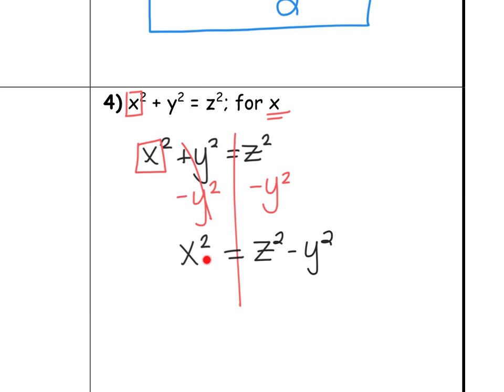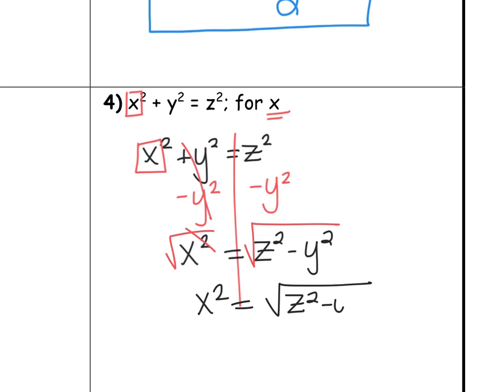To undo a squaring, just like on the Pythagorean theorem, we have to square root. So that's what I'm going to do. I'm going to square root this side, and I'm going to square root this side. Squaring undoes a square root, or a square root undoes a squaring. I get left with x squared. I can't do anything to this side because I don't know what z is, and I don't know what y is. And that x squared should be gone. So it just should be x equals the square root of z squared minus y squared.